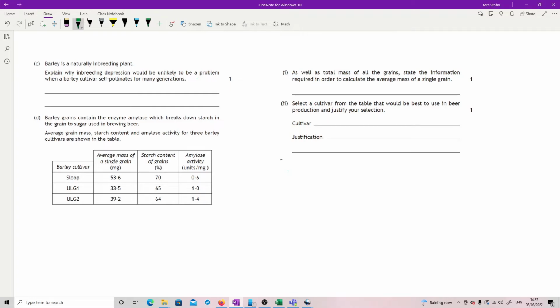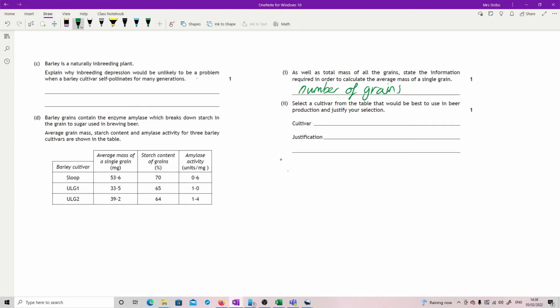Okay, D. Barley grains contain the enzyme amylase, which breaks down starch in the grain to sugar used in brewing beer. Average grain mass, starch content, and amylase activity for 3 barley cultivars are shown in the table. So we've got our 3 different cultivars, the average mass of a single grain in milligrams, how much starch is in each grain as a percentage, and the amylase activity in units per mg. As well as total mass of all the grains, state the information required in order to calculate the average mass of a single grain. Well, I would need to know the number of grains. It's an odd question, just checking if you can read it.